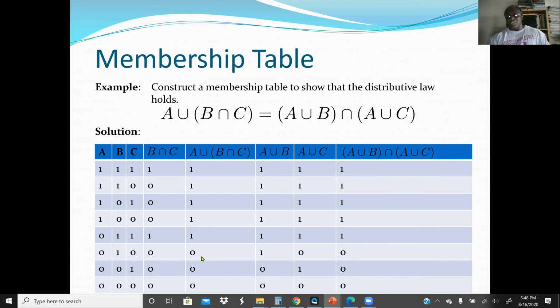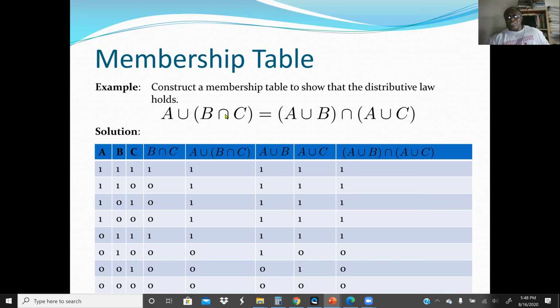And in this case, first we start by counting how many variables we have here, or how many letters we have. We have A, B, C. So this means we are going to have 8 possible combinations, from 000 to 111, 2 to the power 3. So we have 1, 2, 3, 4, 5, 6, 7, 8. We have 8 possible combinations. So we start with 000, 001, 010, 011, 100, 101, 110, then 111. Then first I know I have B intersect C. So I will put B intersect C, 1, 1 is 1.